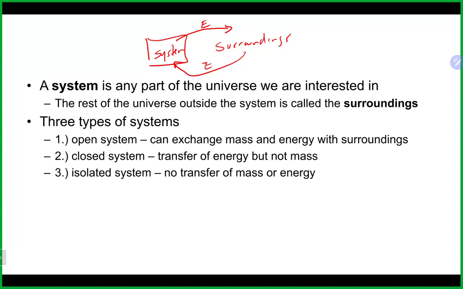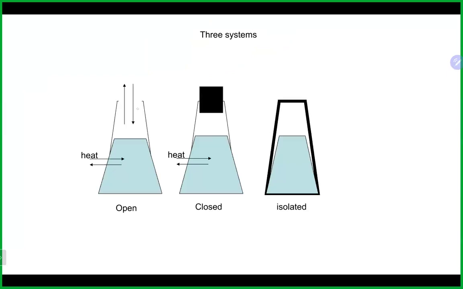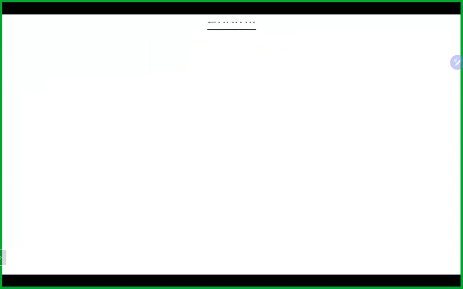And in an isolated system, there's no transfer of either. So you can't take anything out mass-wise, and you basically have no energy being transferred from inside the system to the surroundings. So here's some examples of that. Again, in an open flask, you could take whatever in and out, the mass. You also got heat exchange. Put a stopper on it, now it prevents things from leaving, but you still have that heat exchange. And in an isolated system, you really have no exchange of anything going on there.